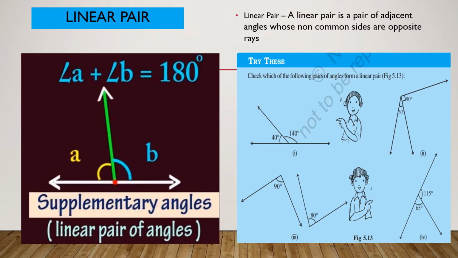Then the fourth question, 65 and 115. You know that 115 plus 65 is equal to 180 degrees. Yes, they are supplementary and they are adjacent also. Therefore, the fourth one is a linear pair.